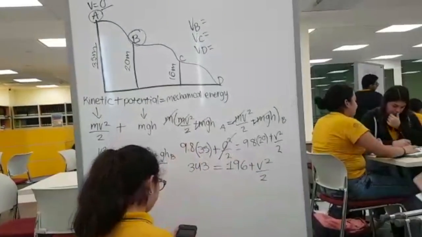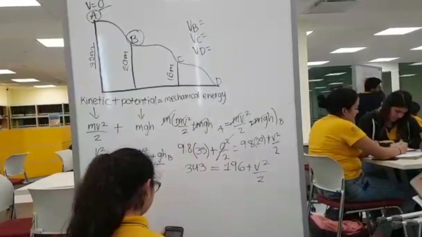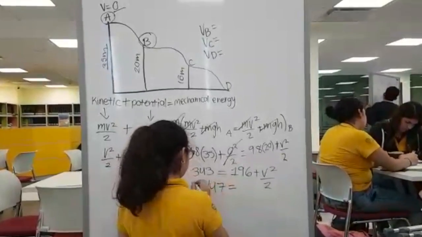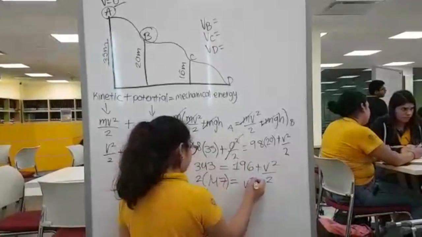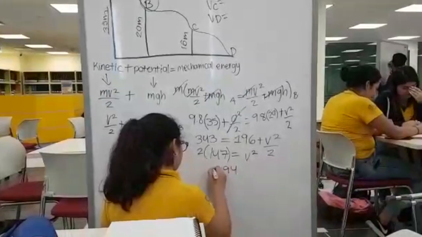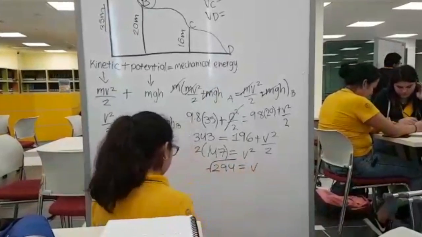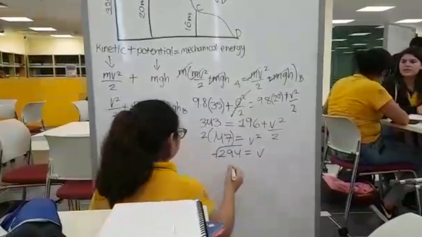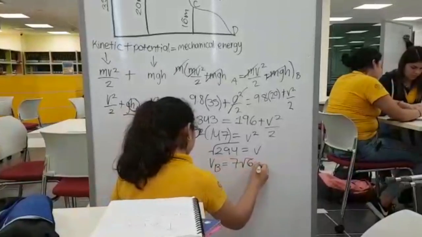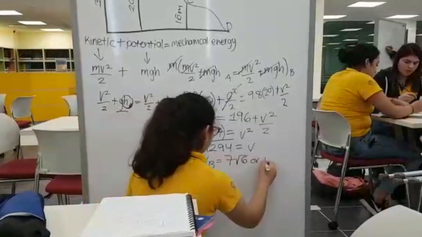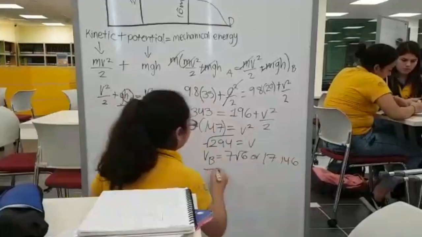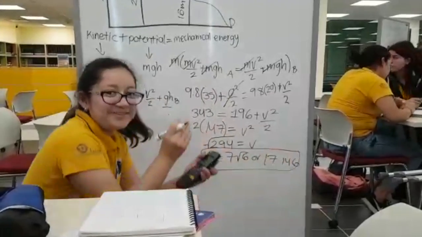Now we have to isolate the variable, which is B. First, we put 343 minus 196, which is 147, which we then multiply by 2 and then get the square root of that result. So we can isolate B totally. And then we have the velocity of B, which is 7 square root of 6, or in decimals is 17.146. So we already have that result.